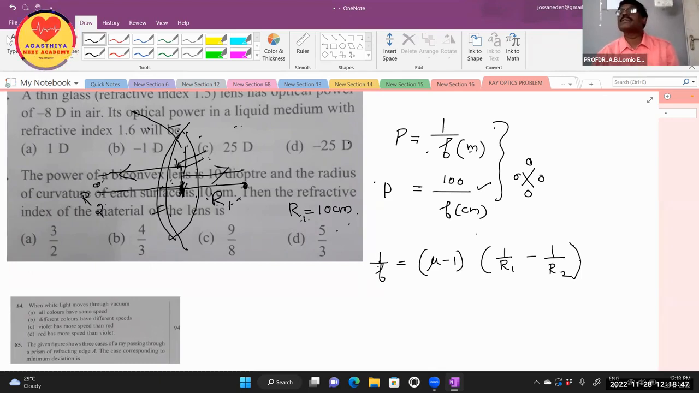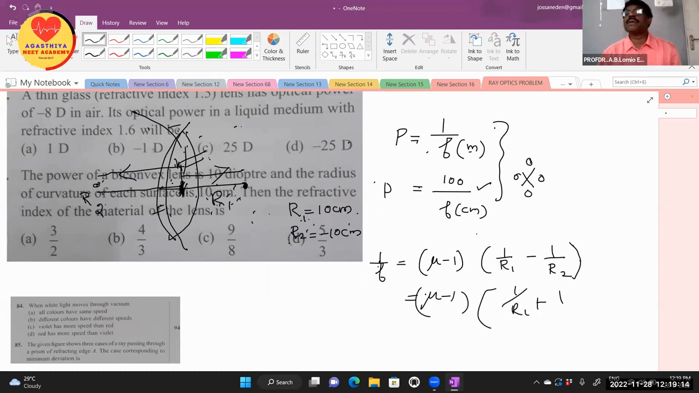For the convex lens, r1 is positive, r2 is negative. Because r2 is measured in the opposite direction of the ray of light, r2 is minus 10. R1 is 10 centimeter, R2 is minus 10 centimeter. The formula is modified as 1 by R1 minus, plus, just to substitute the value.